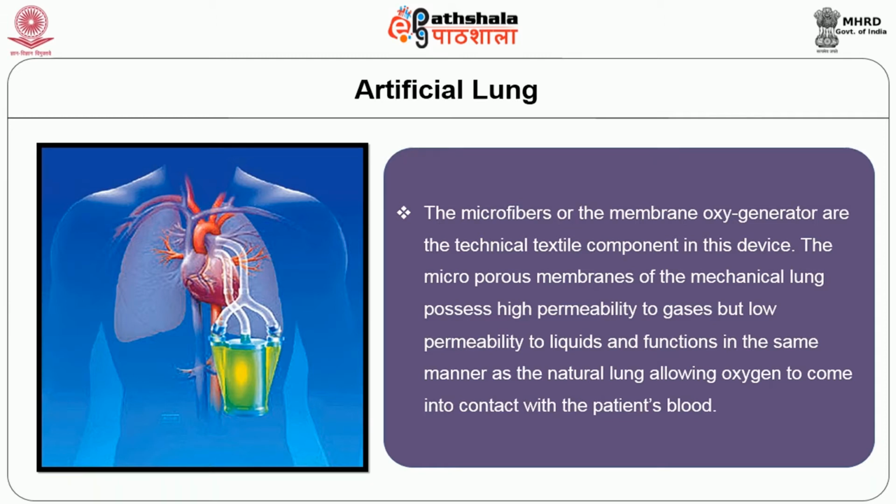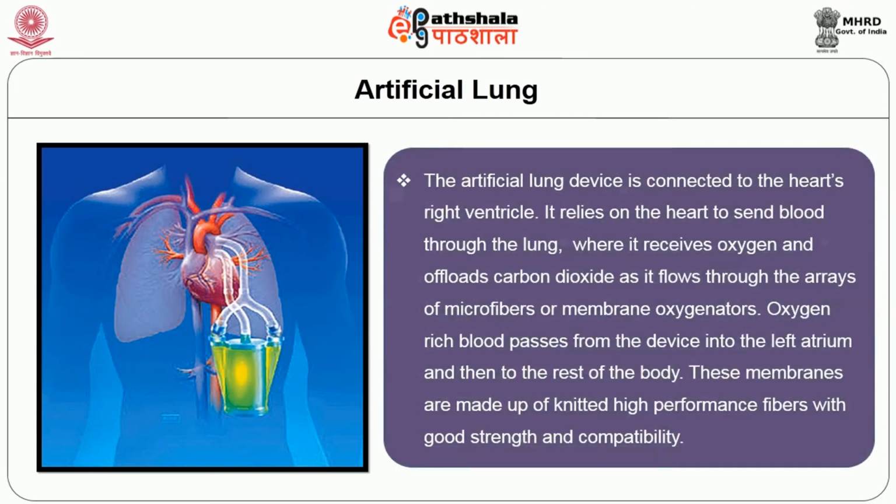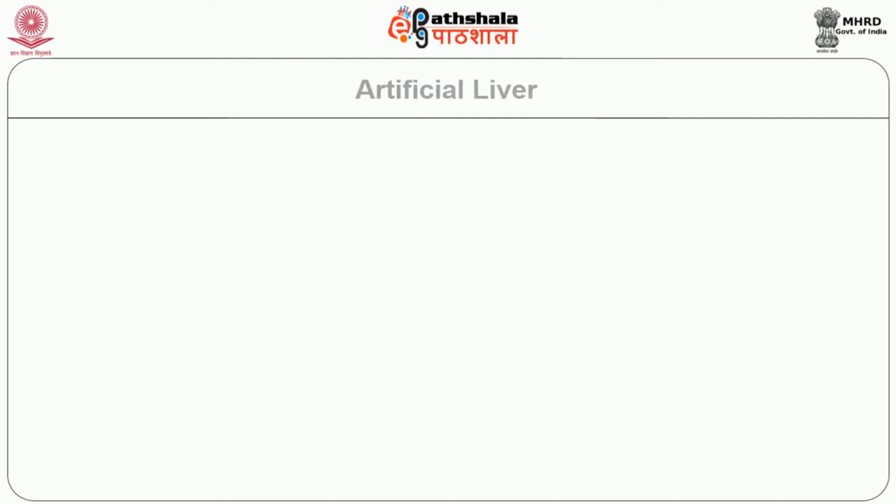The artificial lung device is connected to the heart's right ventricle. It relays to the heart to send blood through the lungs, where it receives oxygen and offloads carbon dioxide as it flows through the arteries of the microfibers or membrane. Oxygen-rich blood passes from this device into the left atrium and then to the rest of the body. These membranes are made up of knitted high-performance fibers with good strength and compatibility.